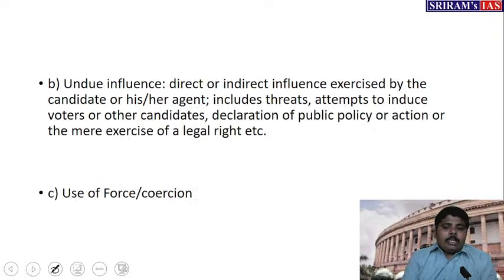Number two, undue influence. So here there are chances that a voter may be subjected to threat. They will say, if you don't cast your vote to me, I will kill you. If you don't give the vote to me, your son will be kidnapped, he will be murdered. If you are able to establish these, then definitely the candidate's winning will be declared void.